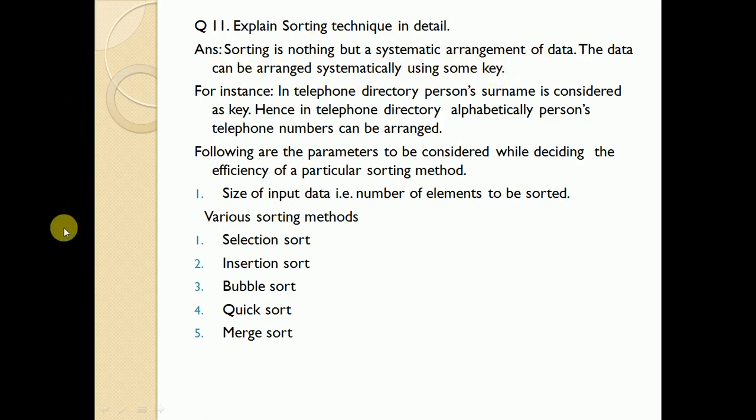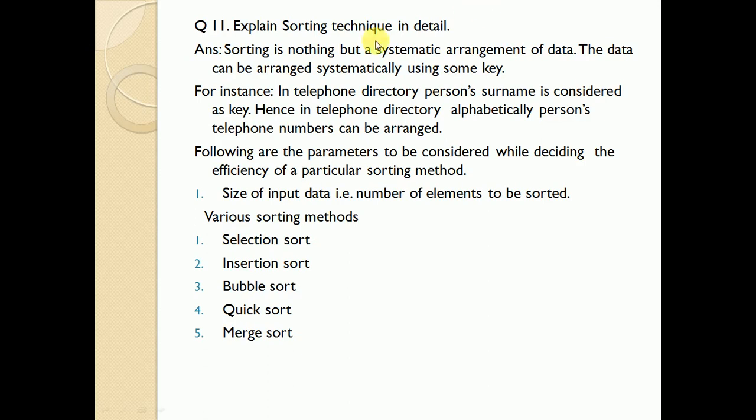For instance, in a telephone directory. As you know, how is the telephone directory arranged? A person's surname is considered here as a key. Hence, in a telephone directory, persons' telephone numbers can be arranged alphabetically. The telephone directory is made by the letters from A to Z, and according to that they display the names and surnames. Taking the surnames, they display the phone number. So it is easy to get sorted, and it is easy to search from their names.